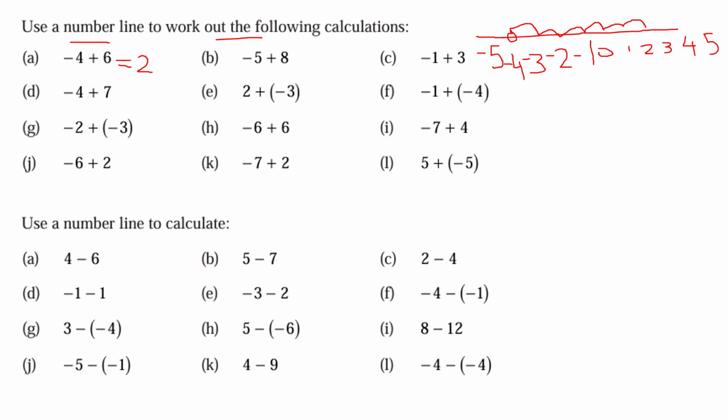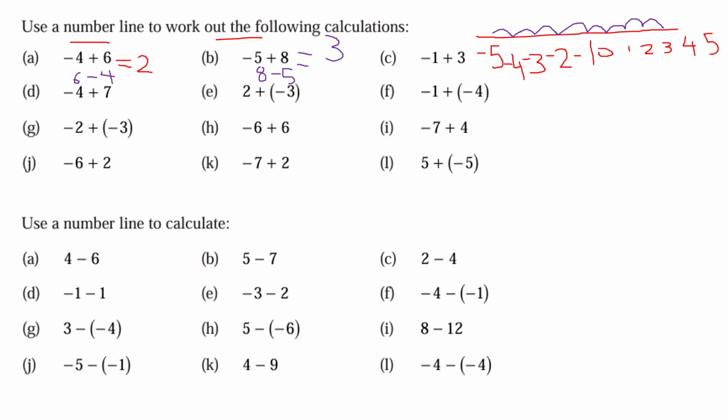So let's just change colour so we can see it. We start at minus 5. We go 8 to the right, so 1, 2, 3, 4, 5, 6, 7, 8. We end up at 3. Now this is technically the same as doing 8 minus 5, so that's the exact same sum, if it helps you understand that. And here, that's the same as doing positive 6 subtract 4. That also works.